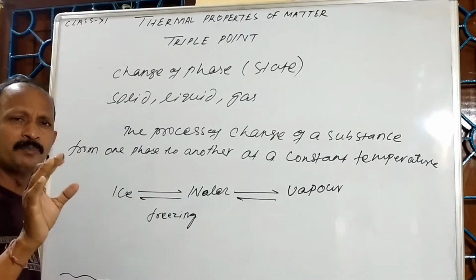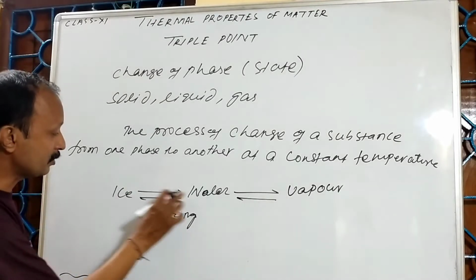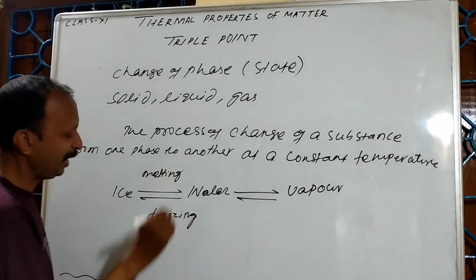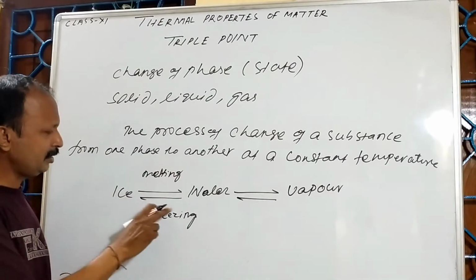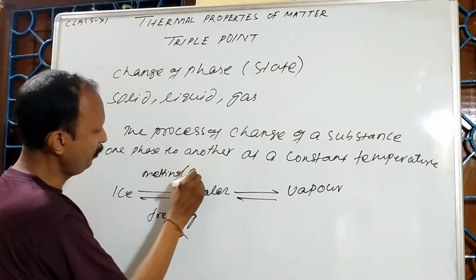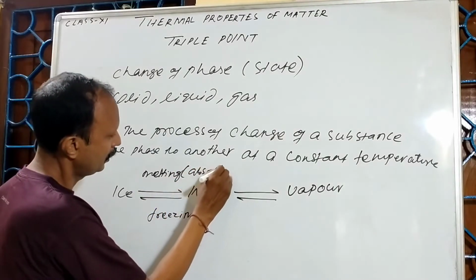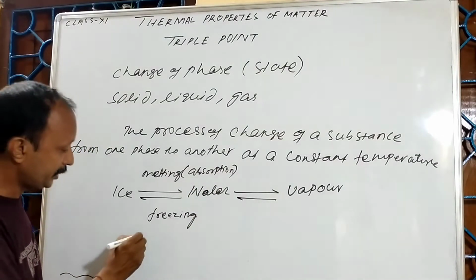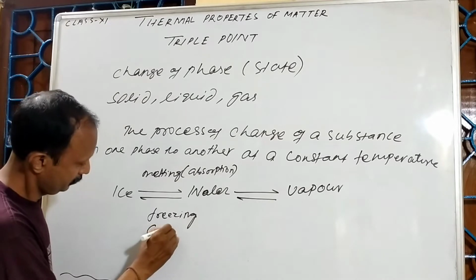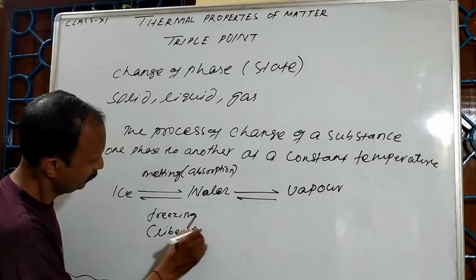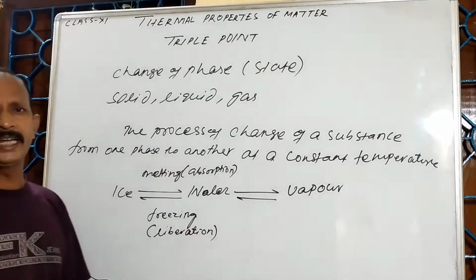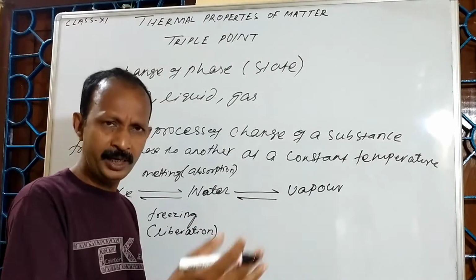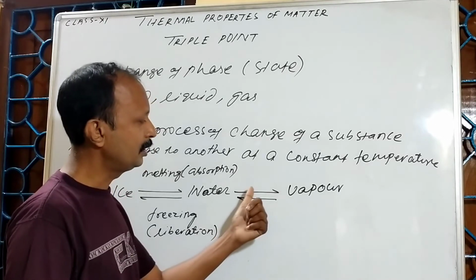When you supply the heat, ice became water. That means ice absorbed the heat. That process we say melting. During the melting, there will be absorption of heat energy. And during the freezing, there will be liberation of heat energy.